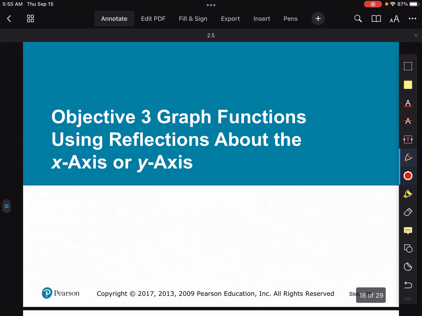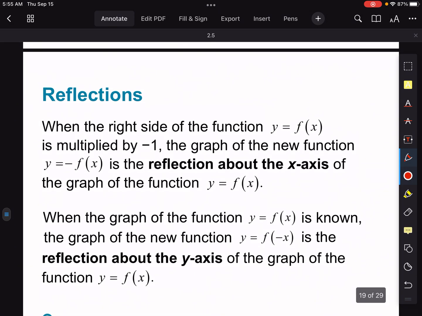And then the last thing is these reflections. So reflections about the x or y axis. These are really simple. So basically, if you want to move something left or right on a graph, that's a reflection over the y-axis, right? So if you want to move something left or right, it's a reflection over the y. If you want to move something up and down on this graph, it would be a reflection over the x.